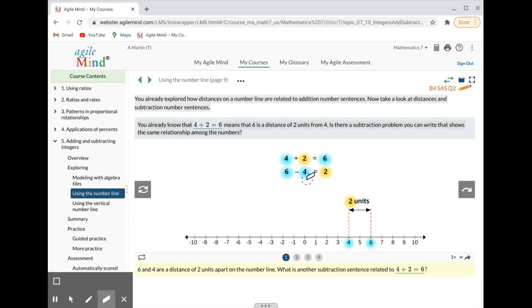So they said that 6 minus 4 equals 2. All right. And 6 and 4 are a distance of 2 units apart on the number line. And it says, what is another subtraction sentence related to 4 plus 2? Well, if 4 plus 2 is 6, we just said that we could also say 6 minus something equals 2. And what did we say it was?